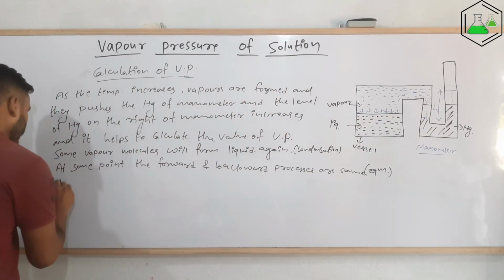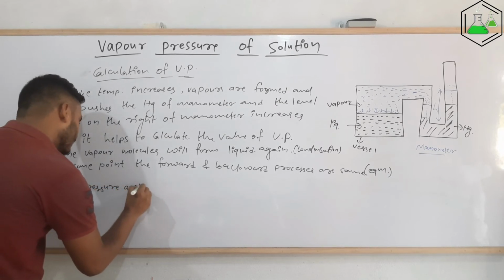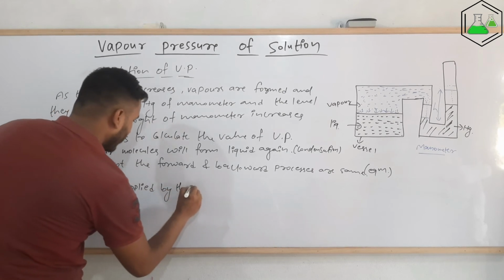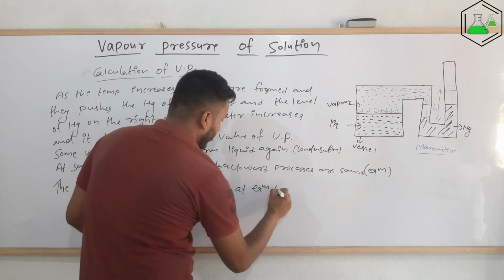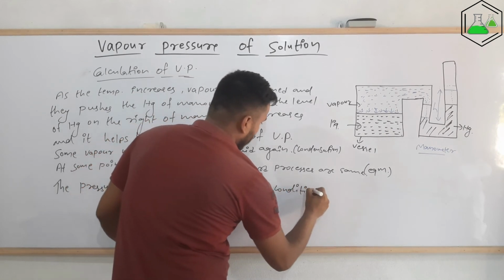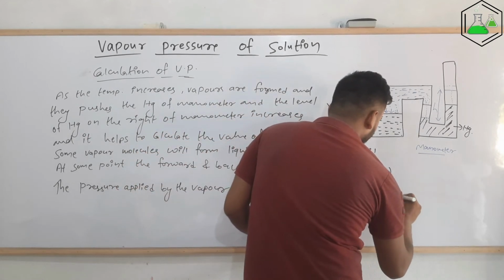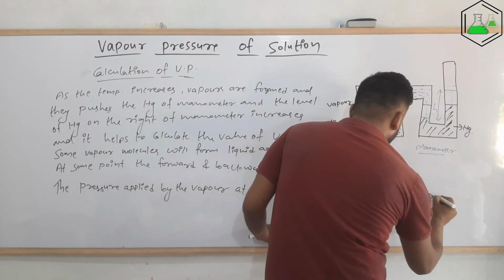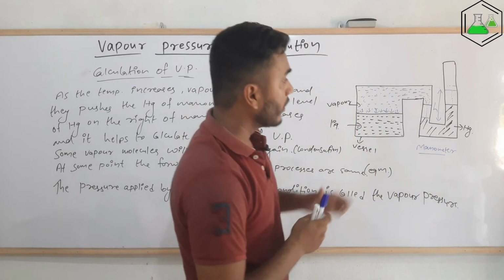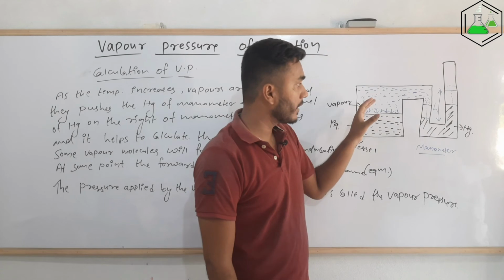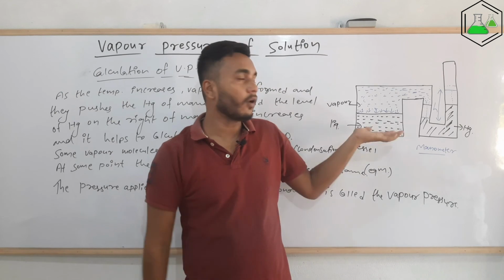Okay, so the pressure applied by the vapor at equilibrium condition is called the vapor pressure. So what is vapor pressure? The pressure applied by the vapor on this mercury at equilibrium condition is called the vapor pressure. So this is how we calculate the value of vapor pressure.